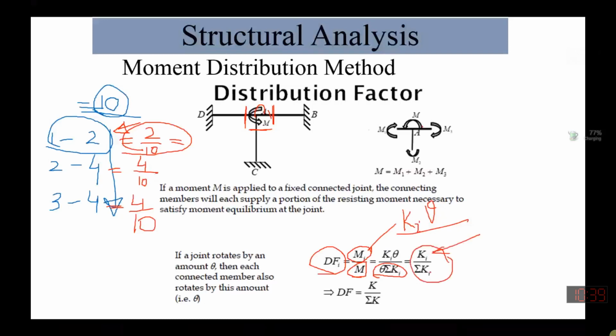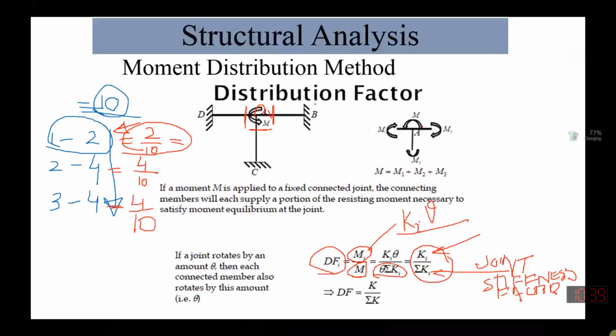This is the joint stiffness factor. The individual stiffness of the member divided by the total joint stiffness. So this is how we find the distribution factor.